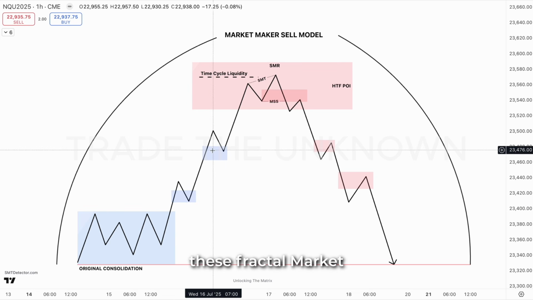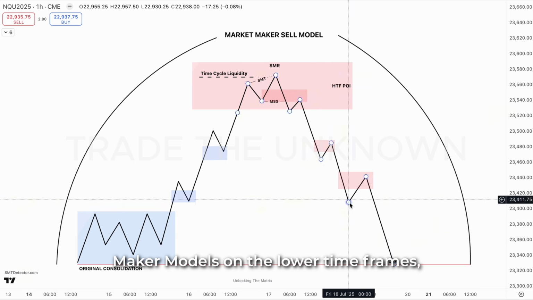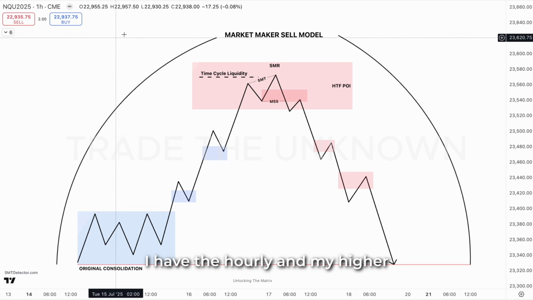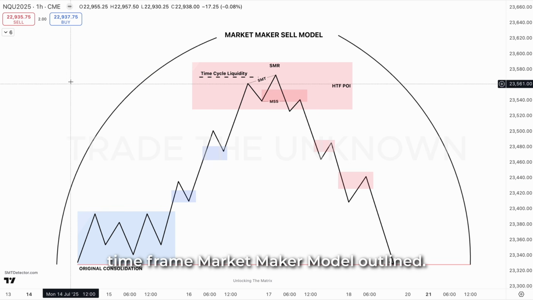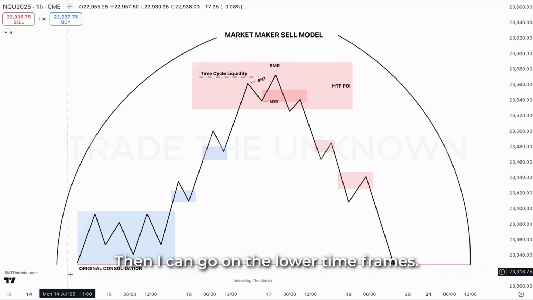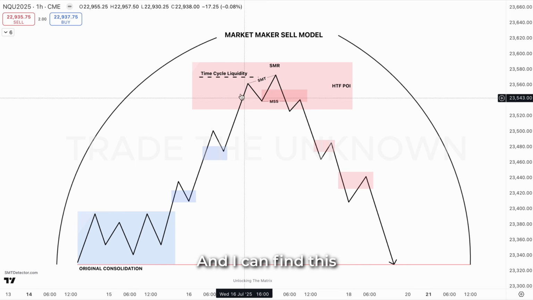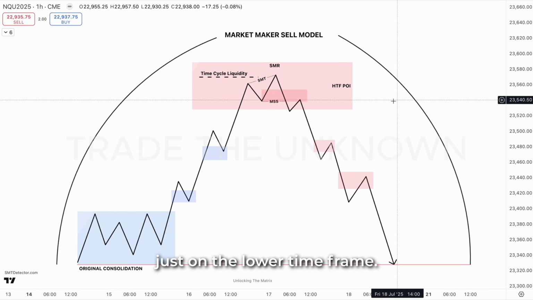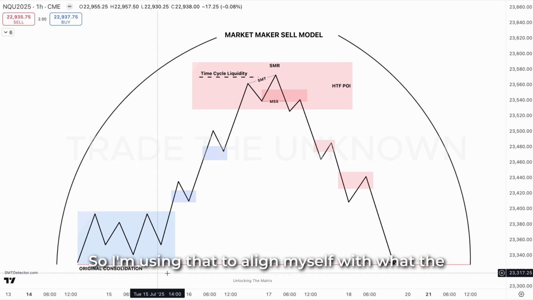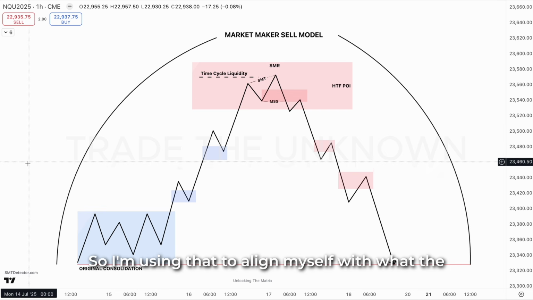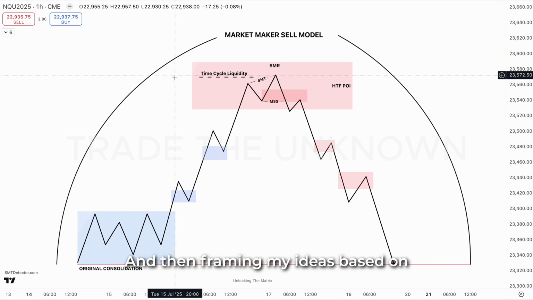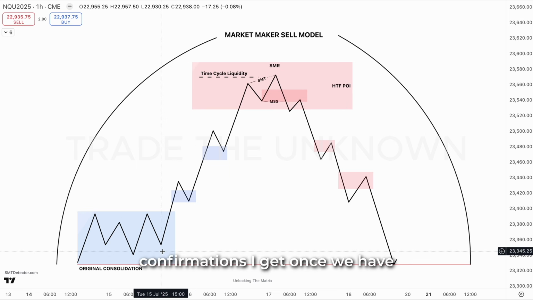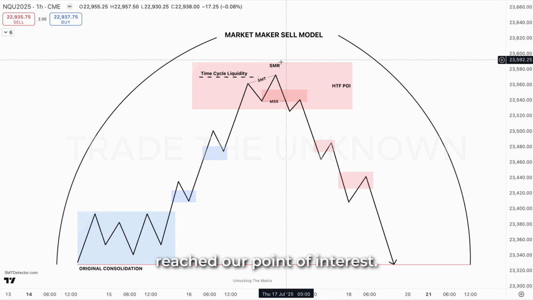You can trade these fractal market maker models on the lower time frames, which is basically what I do. I have the hourly and my higher time frame market maker model outlined. Then I can go on the lower time frames and I can find this exact same model playing out just on the lower time frame. So I'm using that to align myself with what the higher time frame is doing, and then framing my ideas based on the lower time frame confirmations I get once we have reached our point of interest.